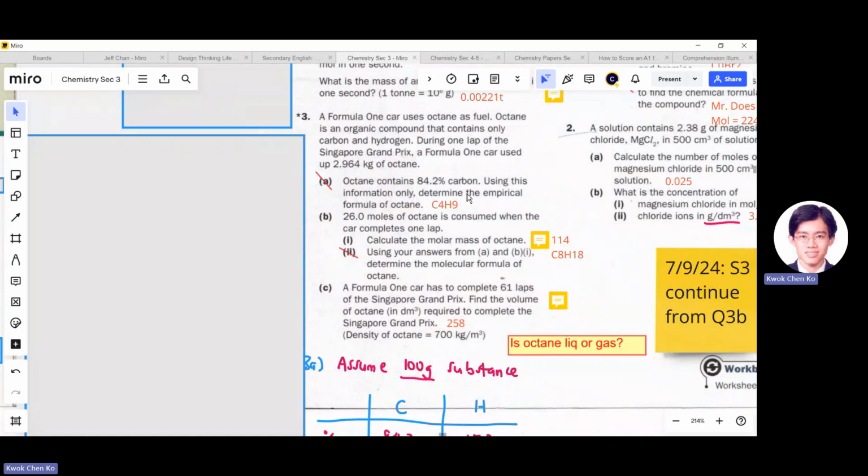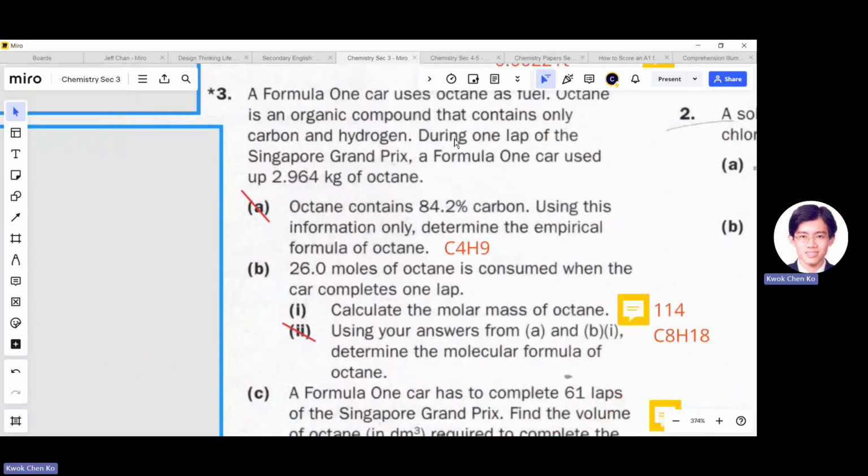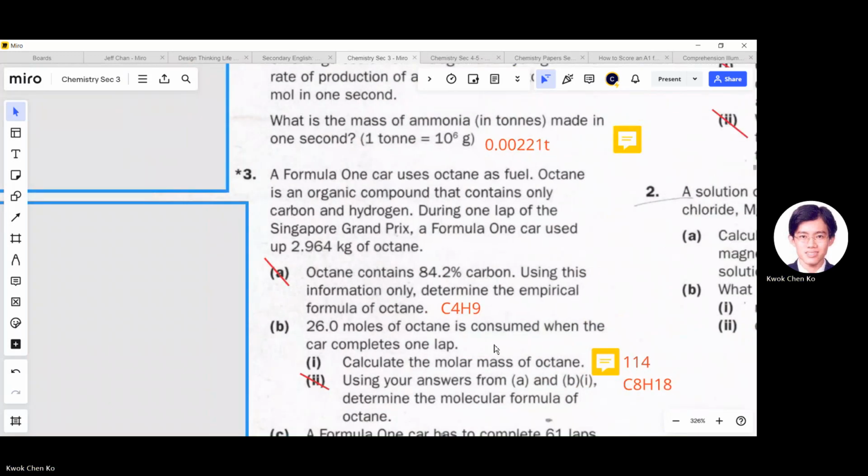Okay, for question 3, reminder, octane is a liquid, it's not a gas, so don't use the gas formula for octane. Just take note of that. Make sure you know what your substances are.